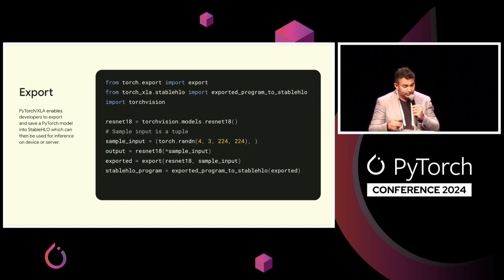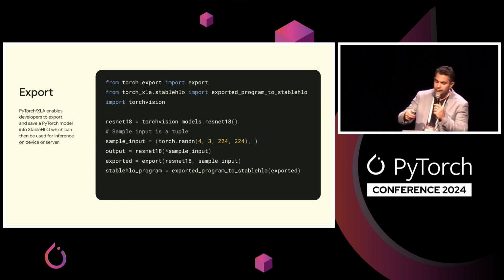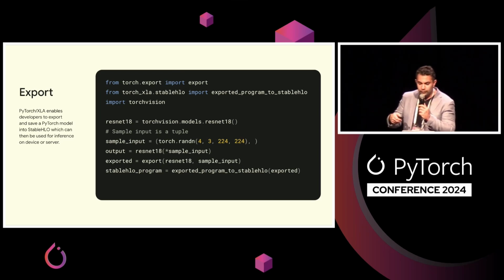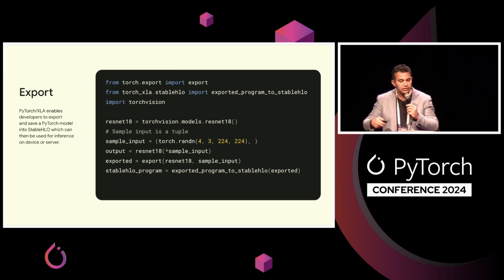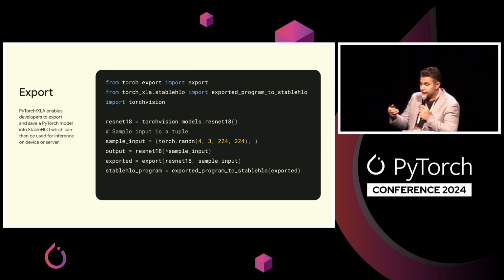And PyTorch XLA provides an API to export the model as a saved StableHLO file, which can then be used for inference either on a device, a server, Android, or other environments.